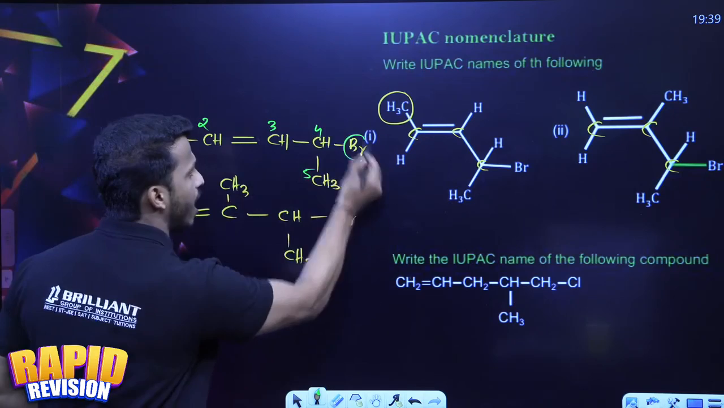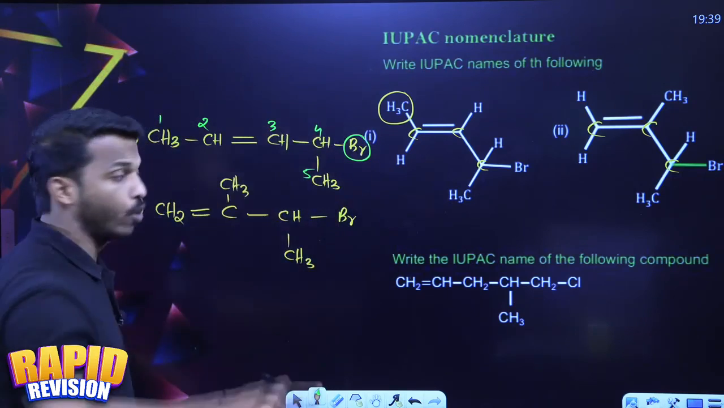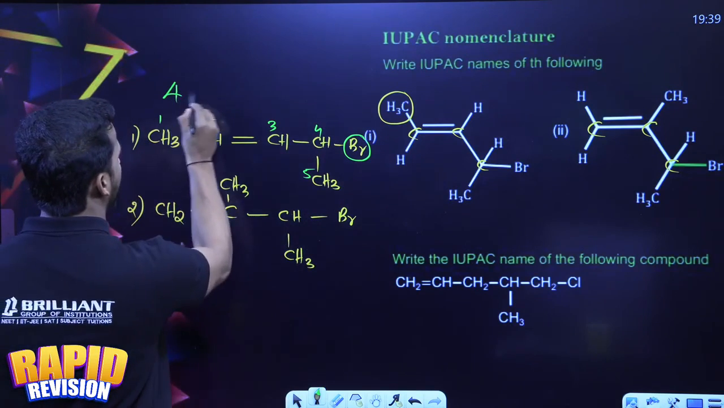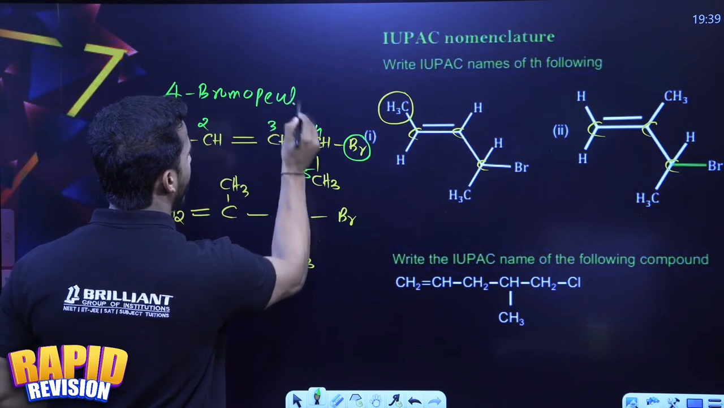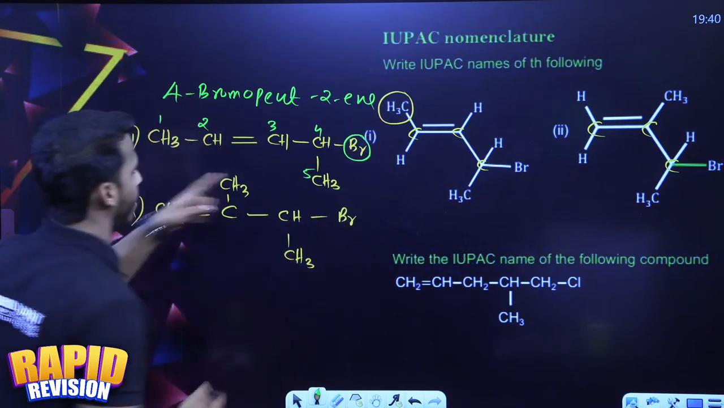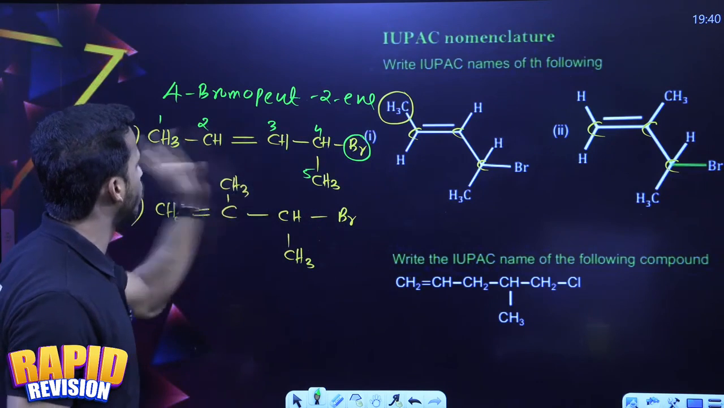So dear all, let me start. That has a bromine at the fourth position. Hope you got the answer already. The answer is 4-bromo, total 5 carbons, pent-2-ene. That's the compound name, right? 4-bromopent-2-ene is the compound.